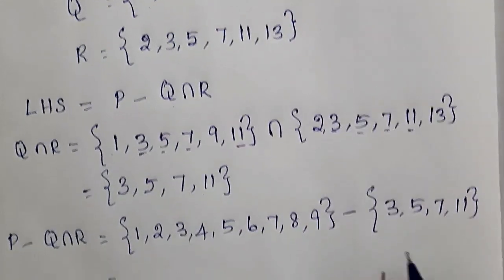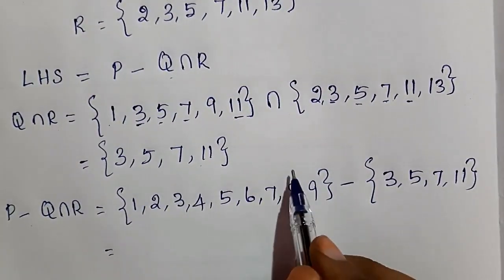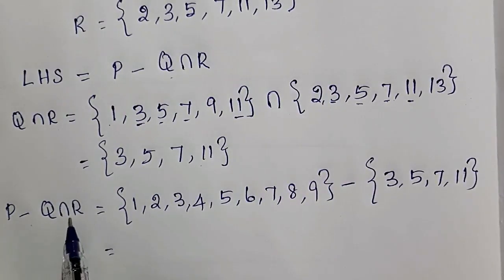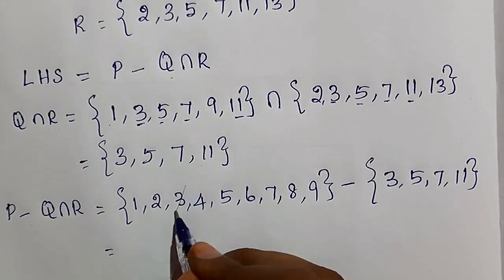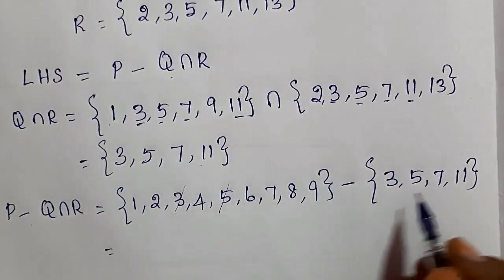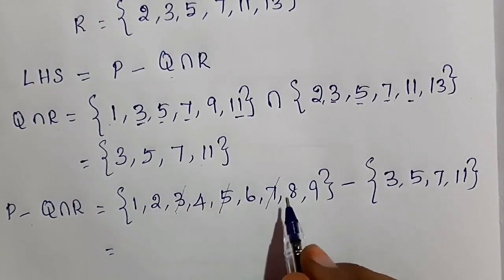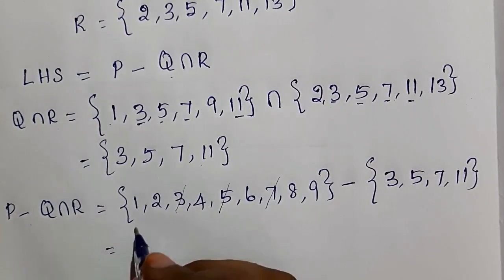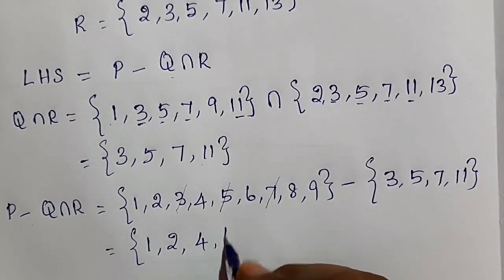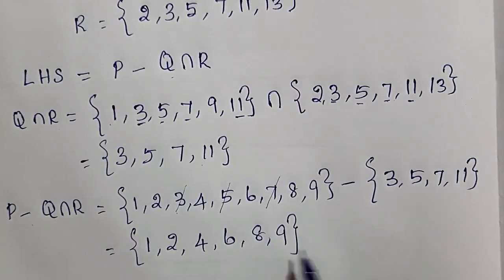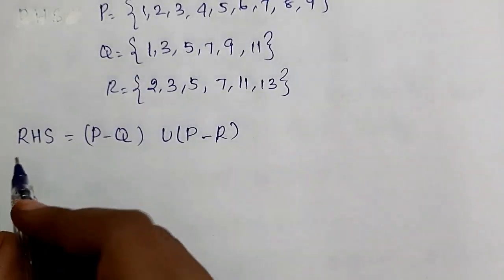So you know this difference. How can we do it? From this P, we have to remove the Q intersection R elements. The elements 3, 5, 7 are here, 11 is not here. So we remove these elements and write the remaining elements: 1, 2, 4, 6, 8, 9. Take it as equation number 1. Okay, now I write the RHS.